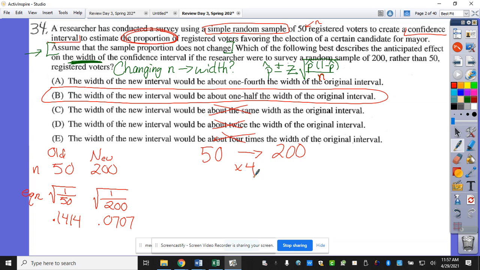If you multiply the sample size by A, that means, we dealt with this before. So if you made it 9 times bigger, you reduce your standard deviation by a third.